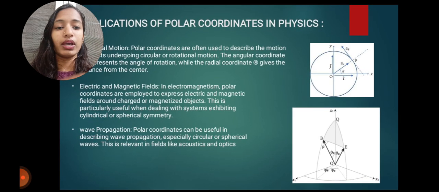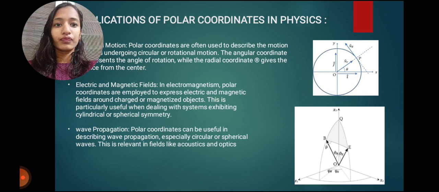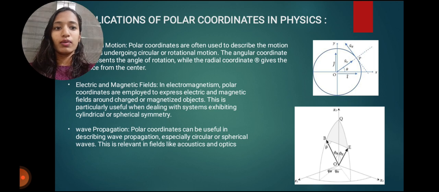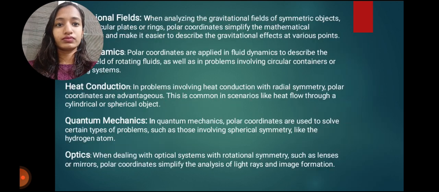Electric and magnetic fields. In electromagnetism, polar coordinates are employed to express the electric and magnetic fields around charged or magnetized objects. This is particularly useful when dealing with systems exhibiting cylindrical and spherical symmetry. Wave propagation. Polar coordinates can be useful in describing wave propagation, especially circular or spherical waves. This is relevant in fields like acoustics and optics.